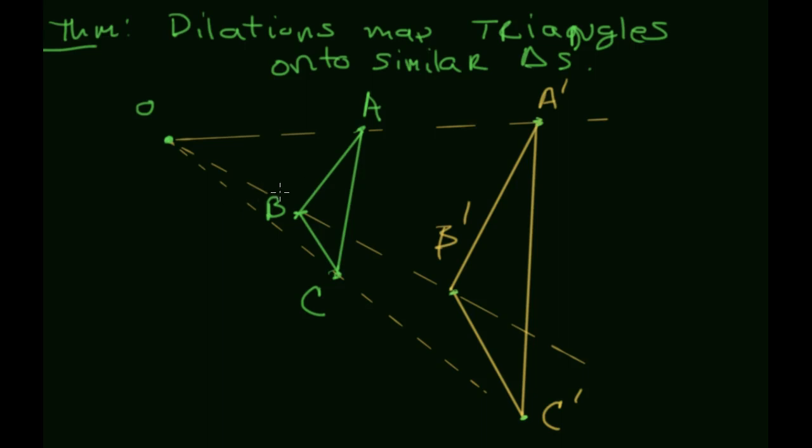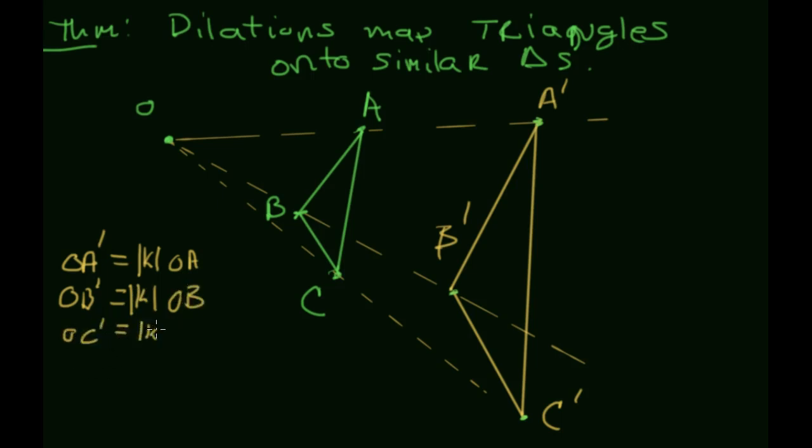Okay, so because this is a dilation, I know that OA prime is going to be some absolute value of K times the length of OA, because in my world here, this is twice as long, but it could be any K, right? So OB prime has to be K times as long as OB, and OC prime has to be the absolute value of K times OC.